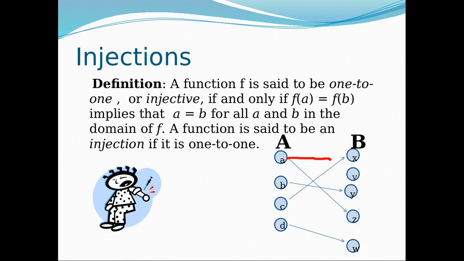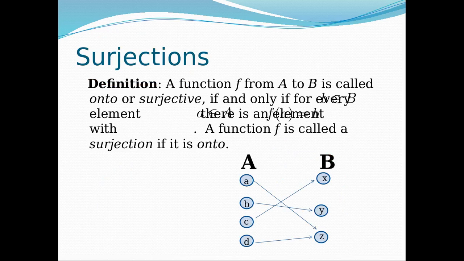It means that this would not be different. For example, f of a is equal to z, and the z would not be assigned to any other. So this is a one-to-one. Only one element of a would be assigned to one element of b. So this is a one-to-one injection. This is the term injection that is used for one-to-one correspondence.